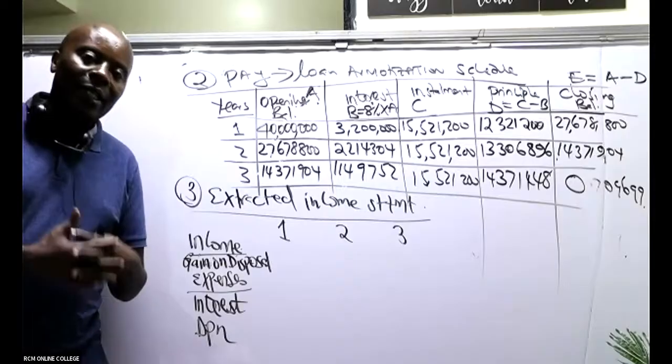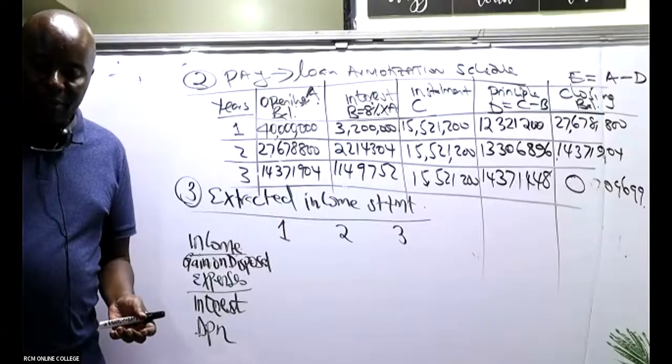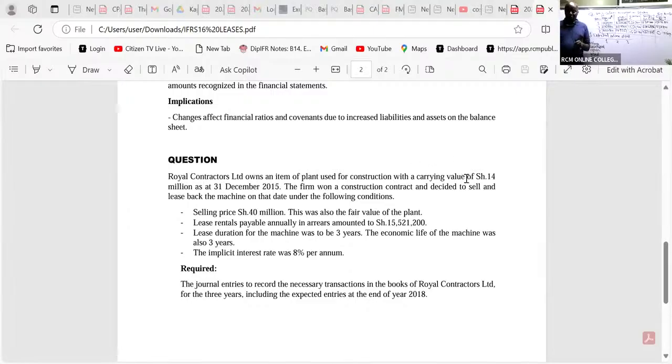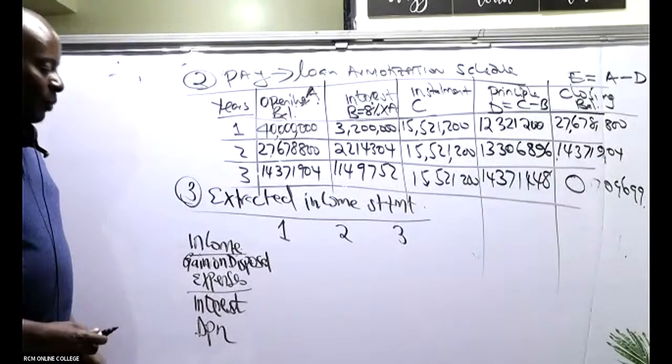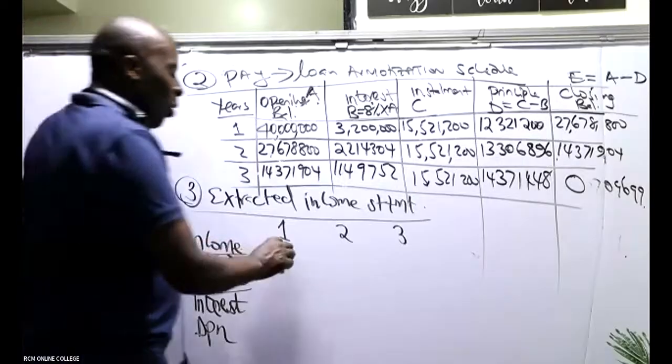Remember, this asset initially was ours. We sold it. By the time we were selling it for 40 million, its net book value was 14. The carrying value was 14. So see, we made a huge profit, really. We sold it for 40 when it was worth 14 in our books here. So then 40 minus 14, that will give us how much? Somebody please give me that figure. 40 minus 14, that will give me a disposal income of how much? 26. Remember, that will be booked on year one.